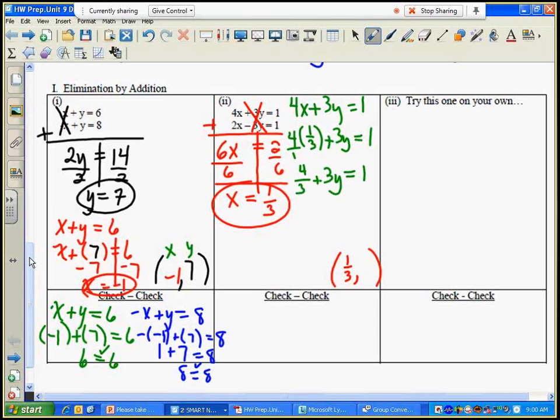Okay. I want to solve for that y. I'm going to subtract away the 4/3. Okay. Well, if I take 1 and I take away 4/3, remember that 1 is a whole. 1 is just equal to 3/3. So if I take 4 away from 3, I'm going to get negative 1/3 over there.